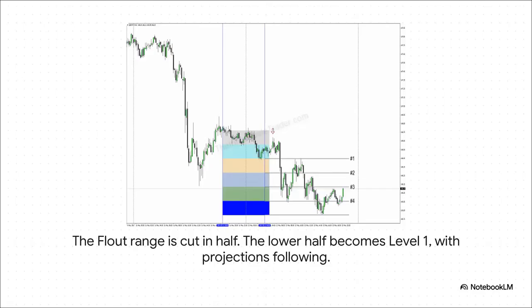Let's make this real and look at a chart. So you see here the total flout range is marked out, and then it's cut in half. In this short trade example, price breaks down through that halfway point. The original low of the range becomes our level 1. Then you just take that same 50% measurement and project it down again to get level 2, do it again for level 3, and one last time for level 4. It's incredibly precise, isn't it?